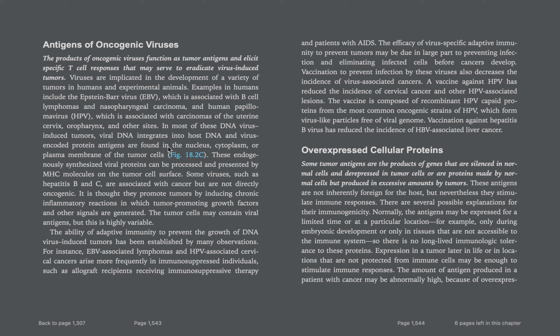Vaccination to prevent infection by these viruses also decreases the incidence of virus-associated cancer. A vaccine against HPV has reduced the incidence of cervical cancer and other HPV-associated lesions. The vaccine is composed of recombinant HPV capsid proteins from the most commonly oncogenic strains of HPV, which form virus-like particles free of viral genomes. Vaccination against hepatitis B virus has reduced the incidence of hepatitis B-associated liver cancer.